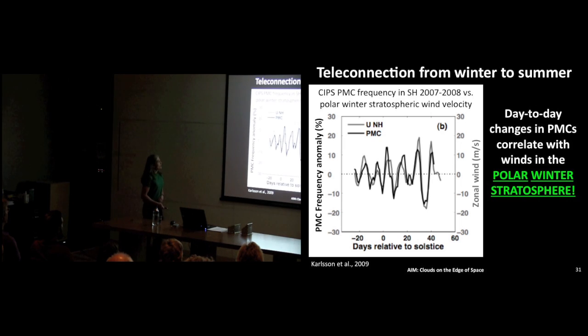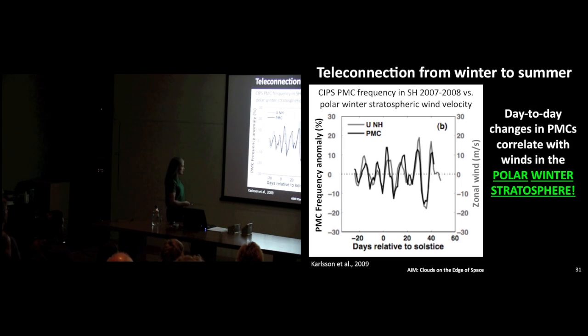Okay. So this is one of the results that actually shows that. This is a paper written by Bodil Carlson, who is at Stockholm University right now. She did a postdoc here. And what it's showing is evidence of the teleconnection from the winter to the summer. Basically what she's plotting is, again, days relative to solstice on the x-axis, and then what I'm calling the PMC frequency anomaly. All this means really is the change in PMC frequency from day to day.